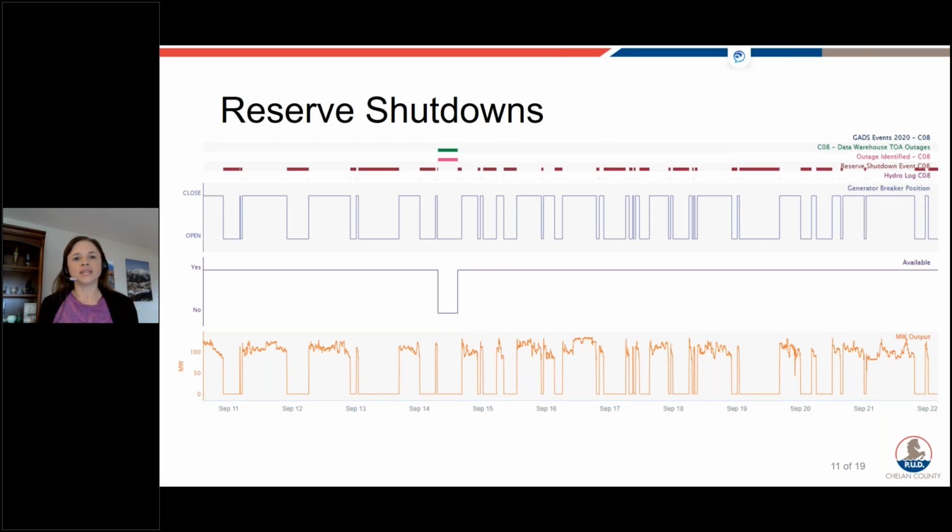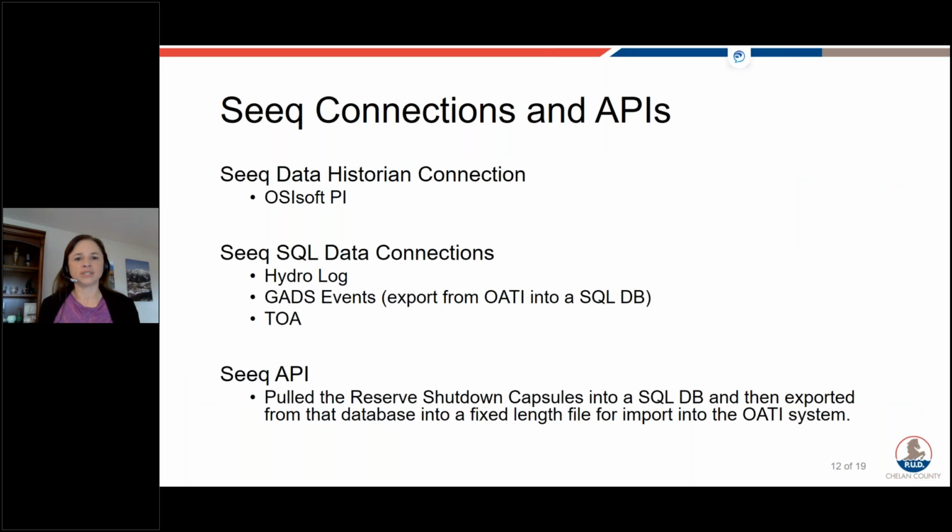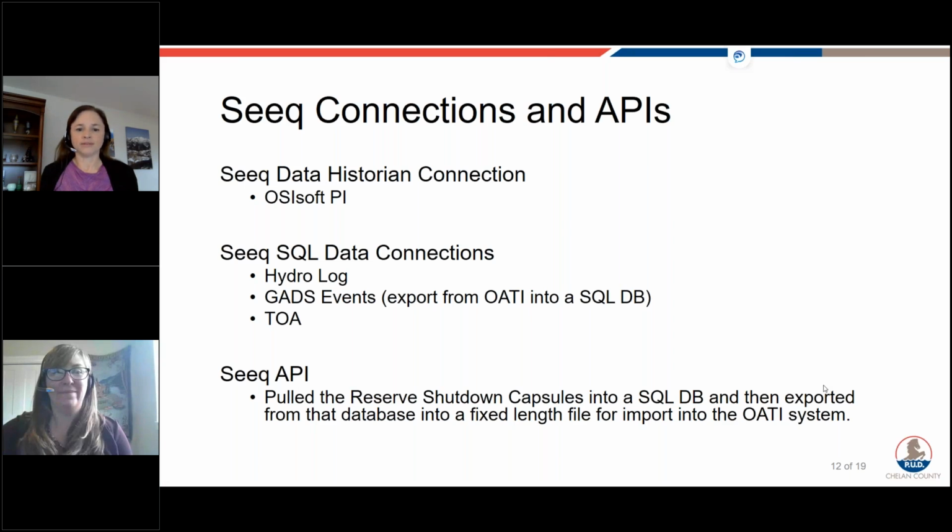On the last slide, it's just a quick overview of our Seeq technology that we used. We used SQL connections and the API to get data in and out of Seeq. We are connecting to our Oracle and SQL Server databases as well as PI. Seeq is able to connect to other data historians, but they aren't limited to PI, but we do use PI, so that's what we're using.